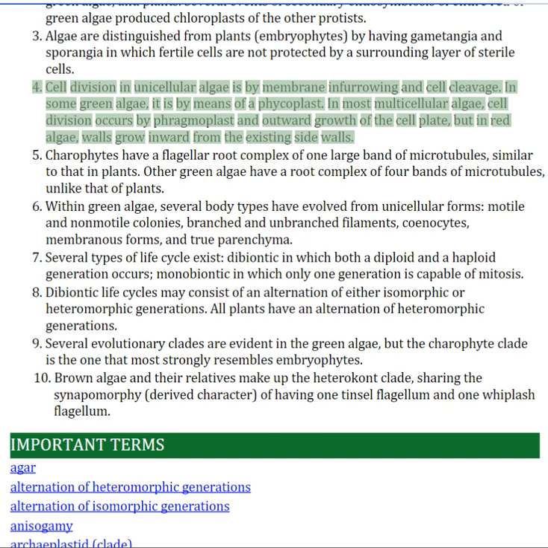4. Cell division in unicellular algae is by membrane infurrowing and cell cleavage. In some green algae, it is by means of a phycoplast. In most multicellular algae, cell division occurs by phragmoplast and outward growth of the cell plate, but in red algae, walls grow inward from the existing side walls.